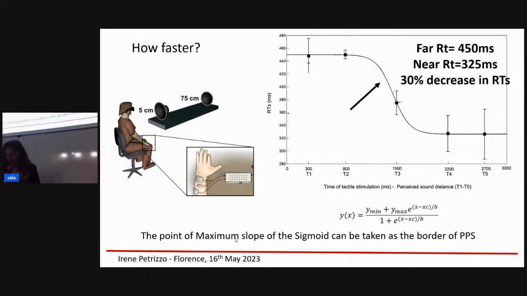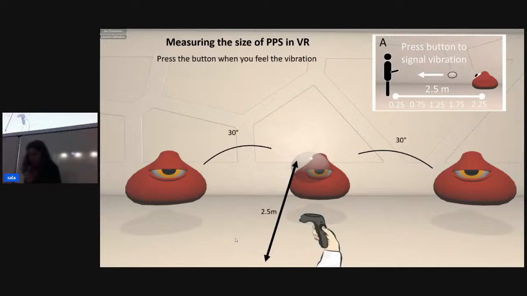Then, can you think about a way of doing this instead with visual stimuli rather than auditory stimuli? You would need a visual stimulus that approaches the participant, and we are not really allowed to start throwing objects at participants. So here is where virtual reality comes into place. This is a screenshot from an experiment I conducted last year at the University of Cyprus. Participants were immersed in this virtual environment. They were positioned in front of 3 avatars. They were shooting bubbles at them. And while the bubble was approaching them, at some point we delivered a vibration with the use of the controller. And the participants were instructed to signal the vibration with a button press.